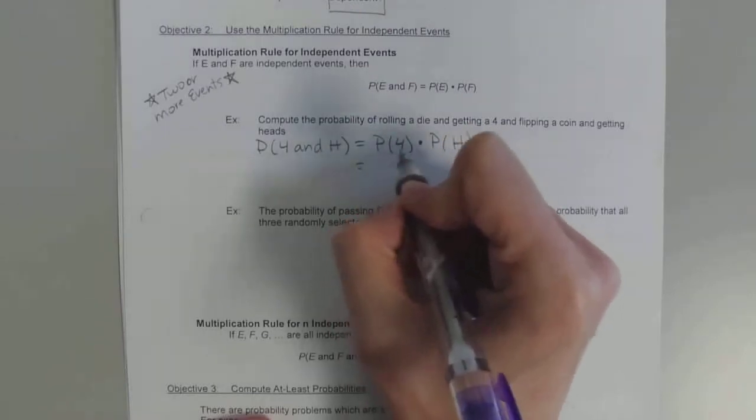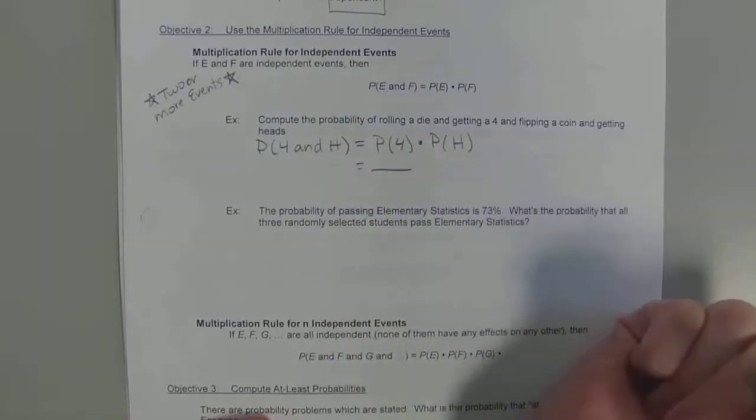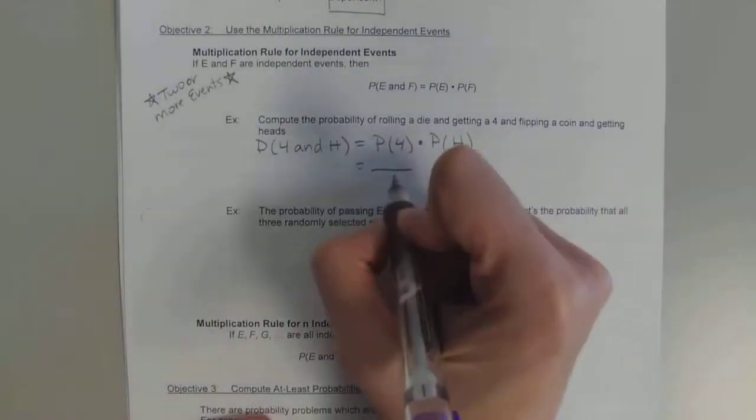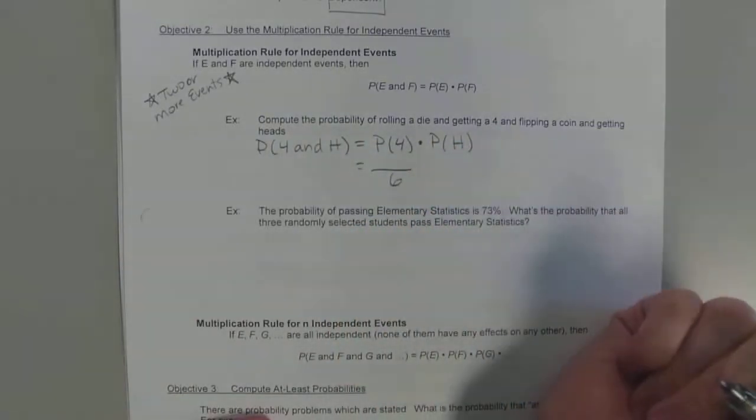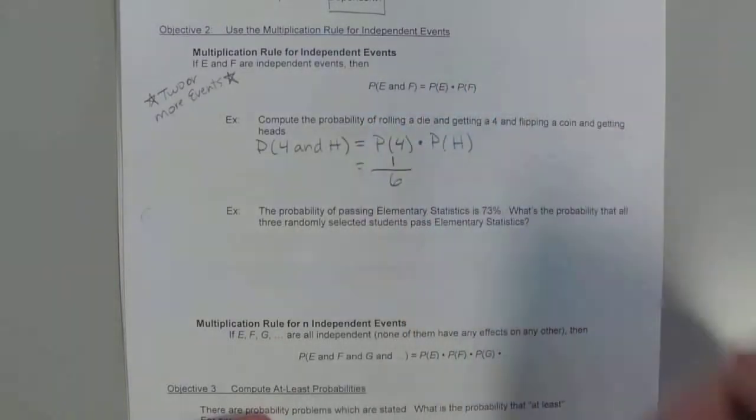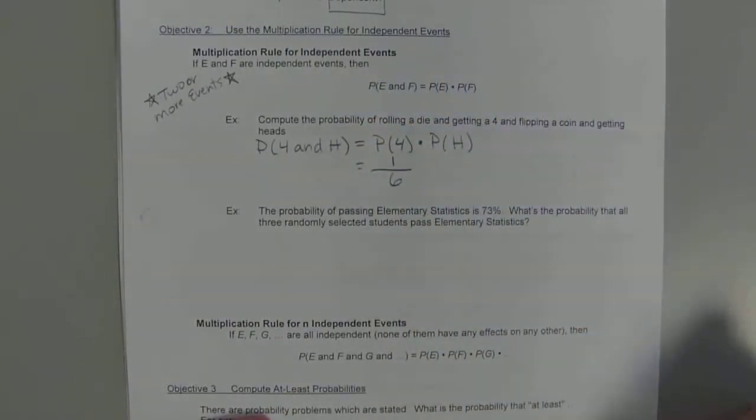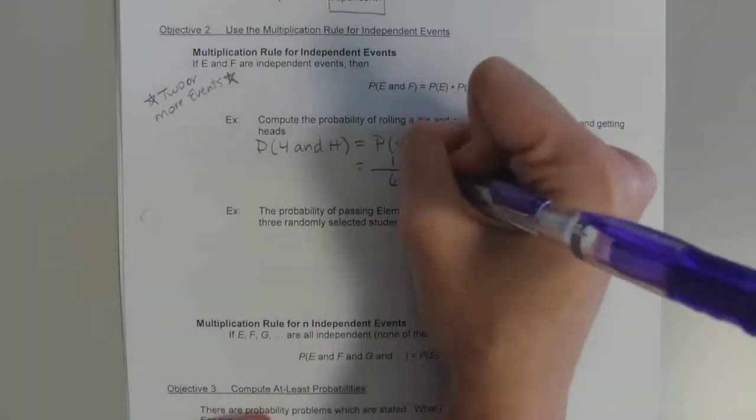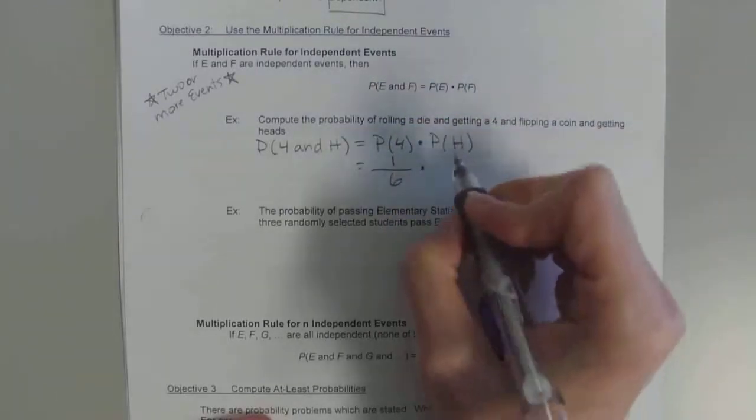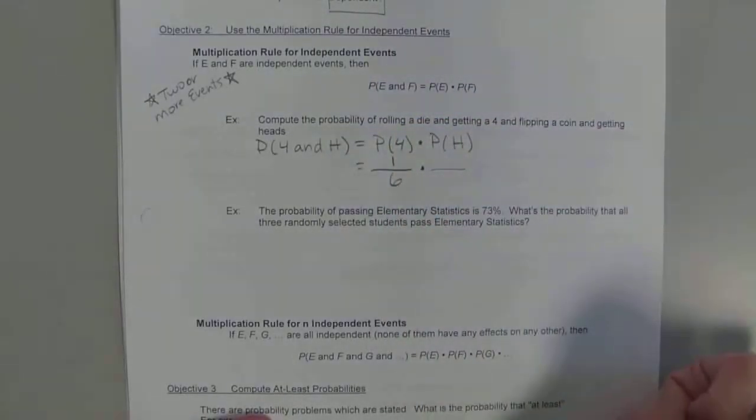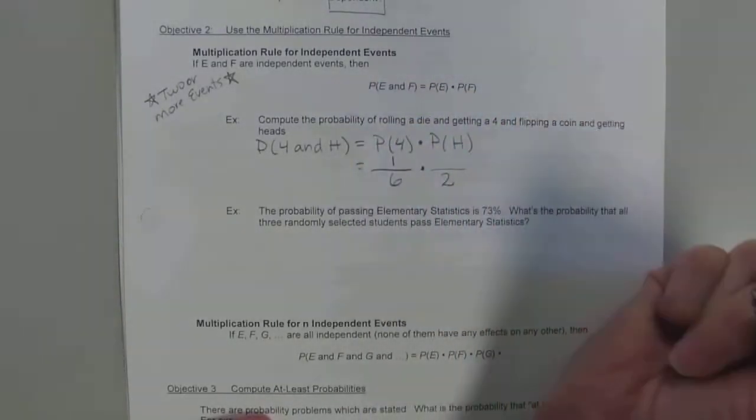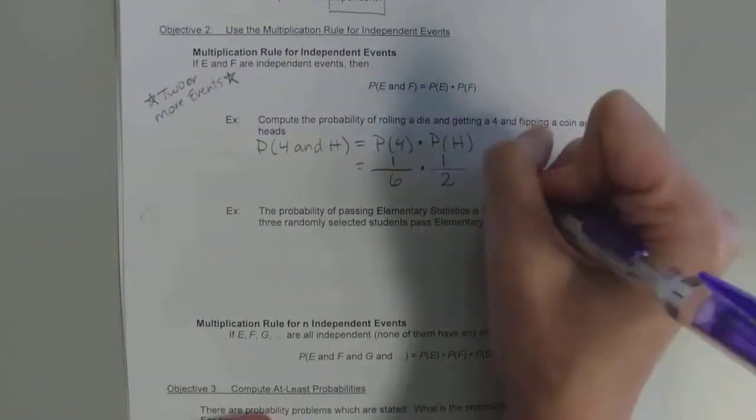All right, let's go right below this. What's the probability of getting a 4? Well, how many total numbers are on a die? 6. And of those 6 numbers, how many is the number 4? 1. So do you guys agree I have a 1/6 chance of rolling a 4? Is that part okay? Then you go over to the coin. How many total sides are there on a normal coin? 2. And how many of them are heads? 1.